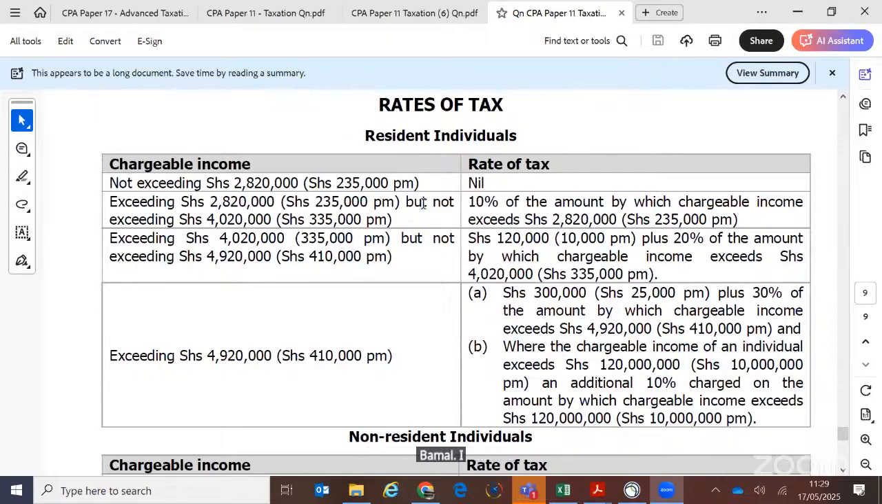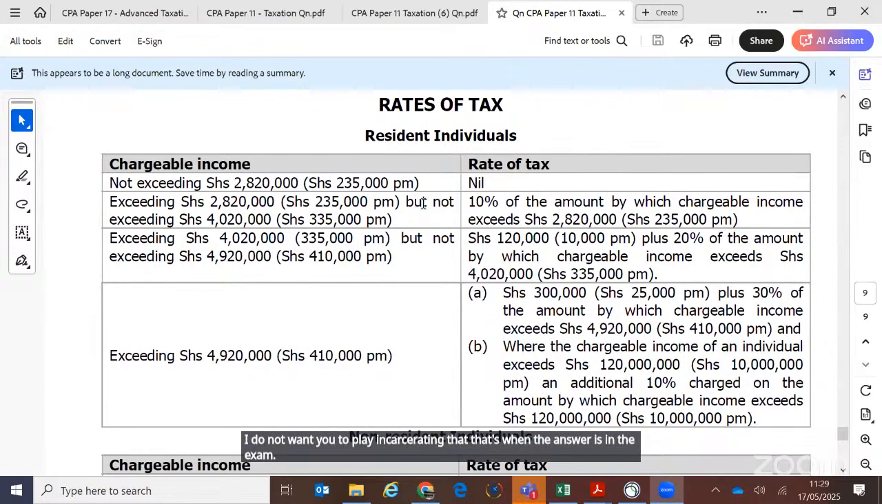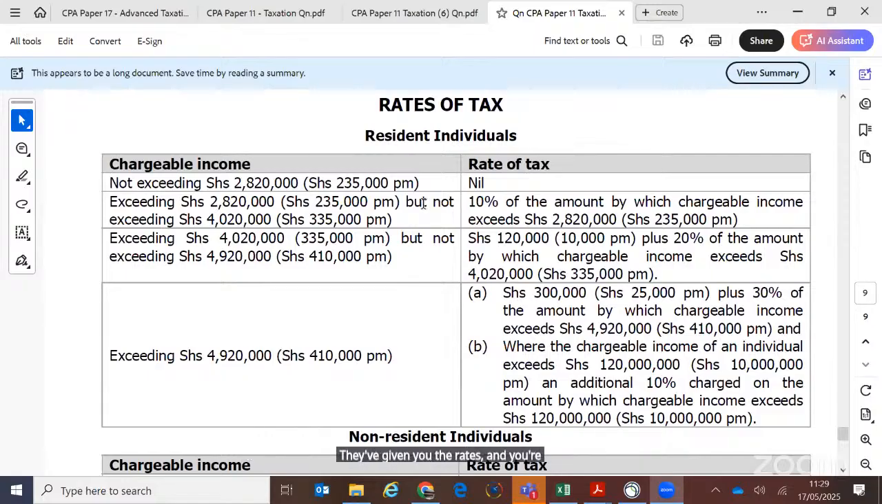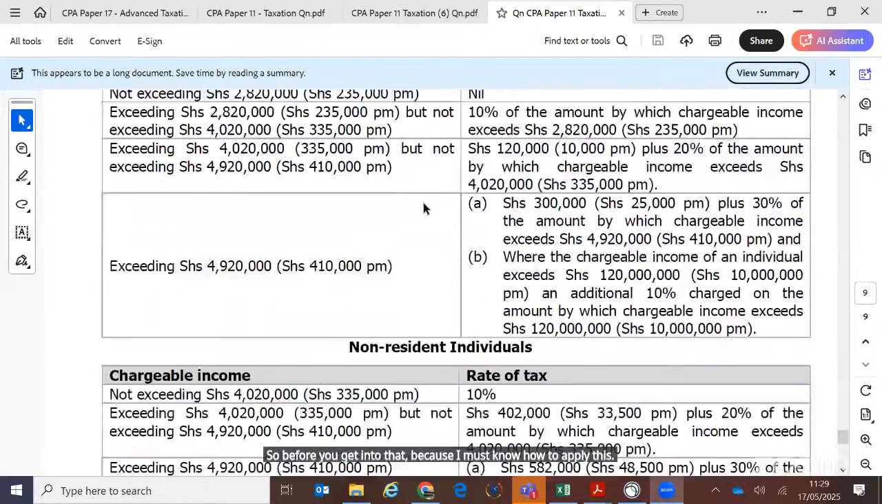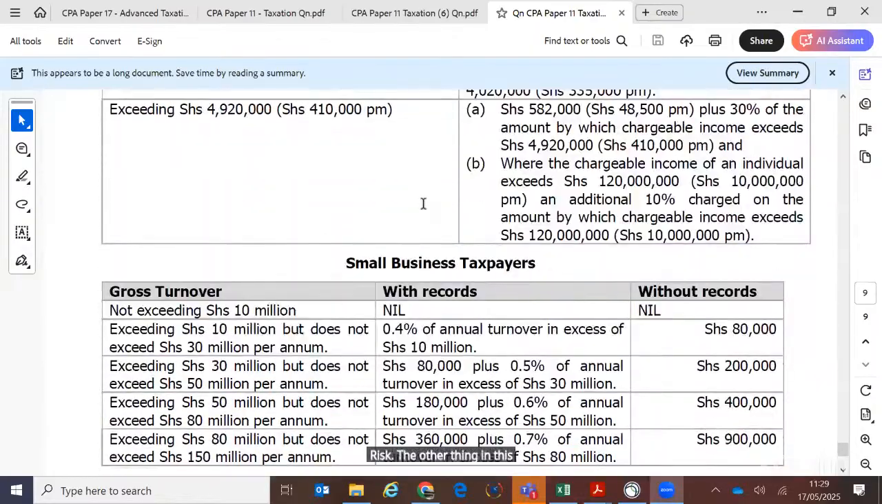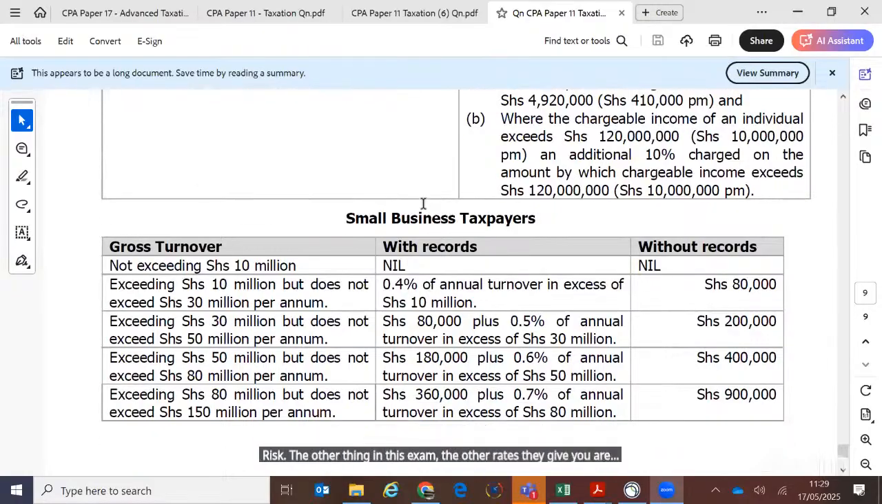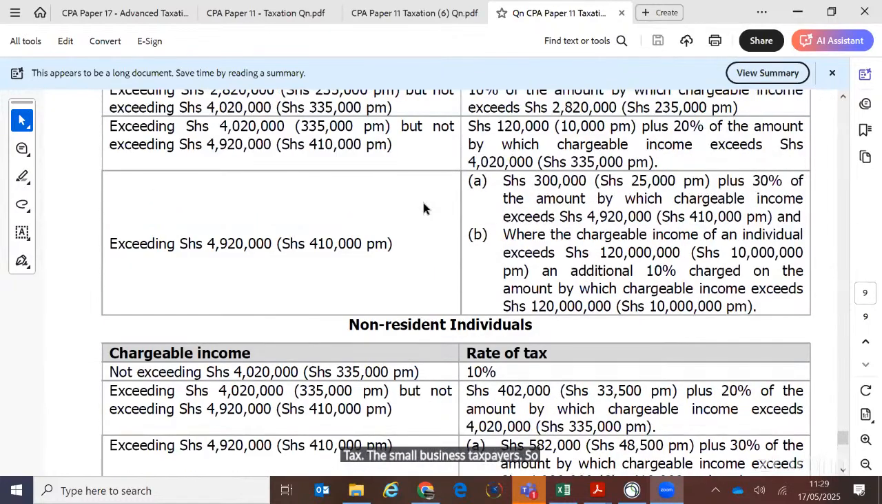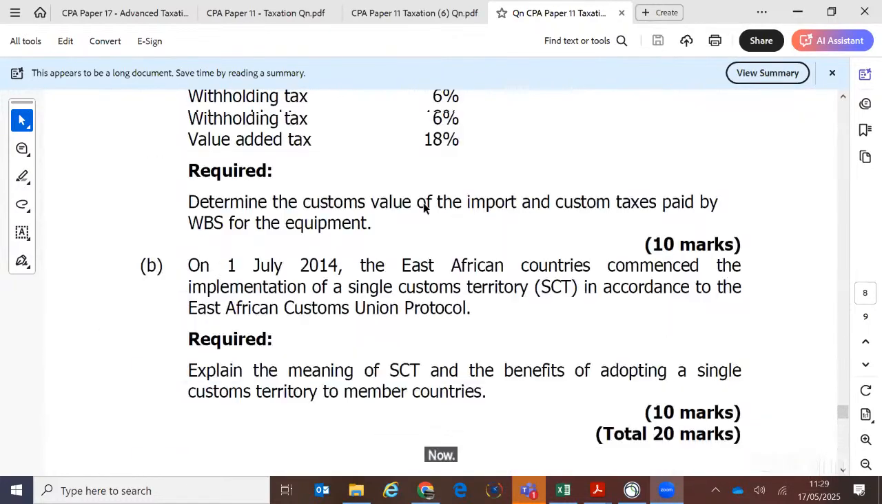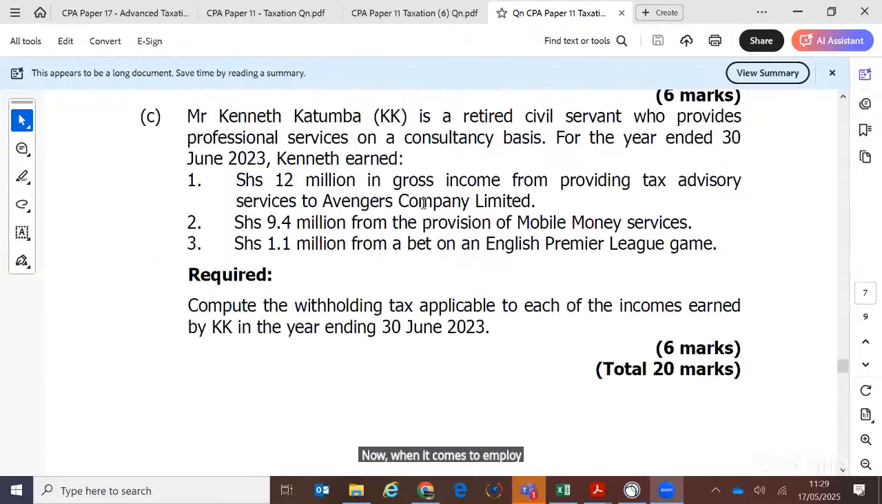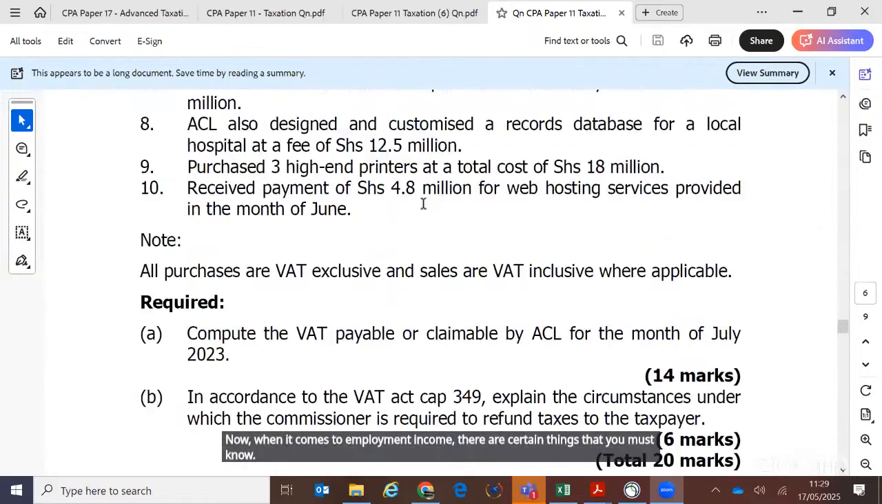I do not want you to fail calculating the tax when the answer is in the exam. They've given you the rates and you're stuck on how you calculate. So before you get into the exam, you must know how to apply these rates. The other rates they give you are for presumptive tax, the small business taxpayers. So always remember that.